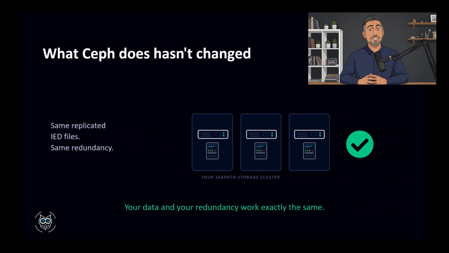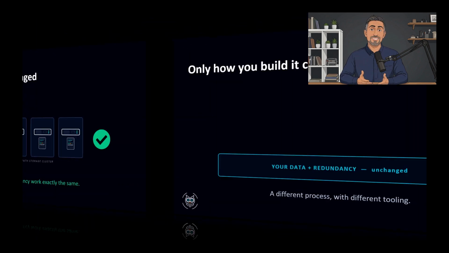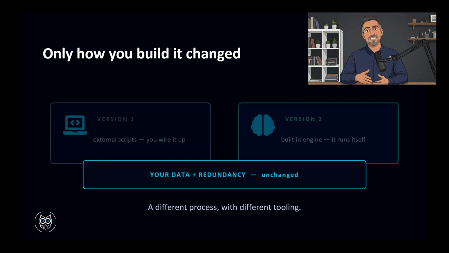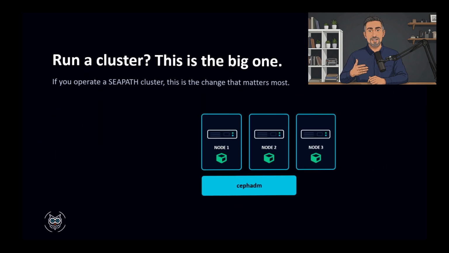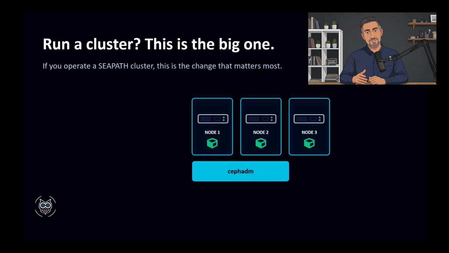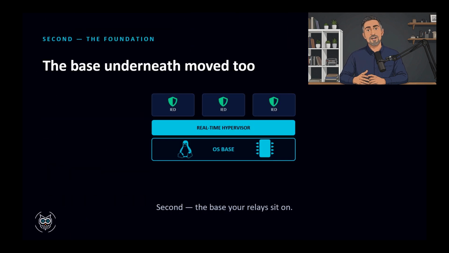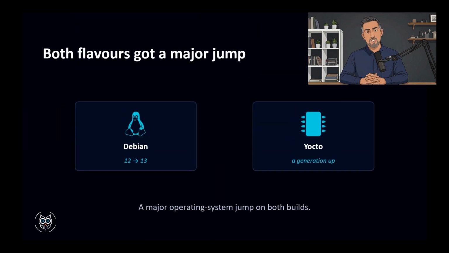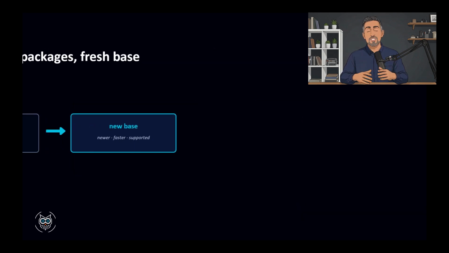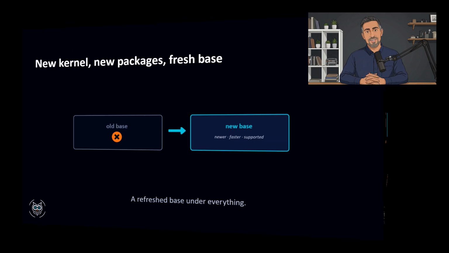What Ceph does has not changed. Your redundancy works the same way. What changed is how you commission and maintain it. For anyone running a SEAPATH cluster, this is the change that matters most. Second, the foundation underneath. Both SEAPATH flavors got a major operating system jump. On the Debian flavor, that's Debian 12 to Debian 13, a new kernel, new packages, a refreshed base under everything.